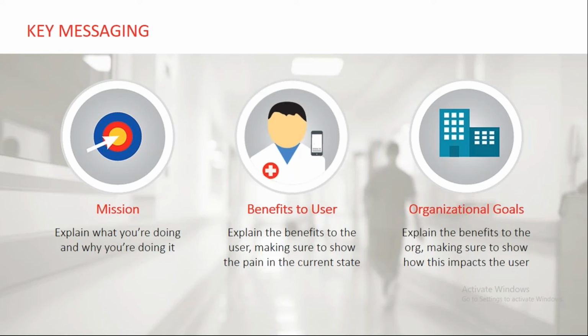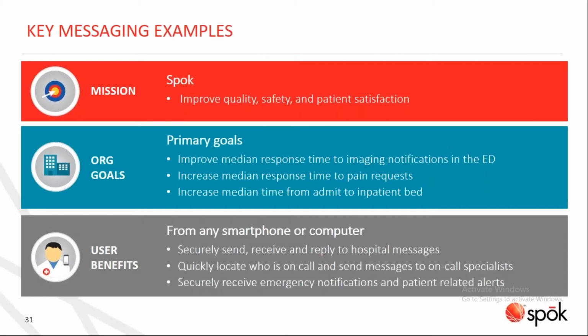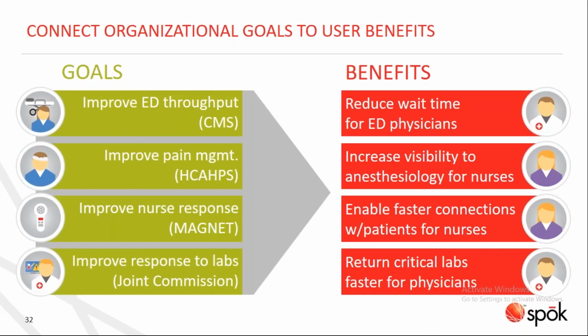So here's an example of key messaging, how you might take a mission and break it down into some goals, and then from there break it down to specific user benefits. Here's another way of looking at it, where you might connect organizational goals to user benefits. You might say that if we improve ED throughput, it's going to reduce the wait time for ED physicians in a particular workflow, or hospitalists in an admission process, for example.